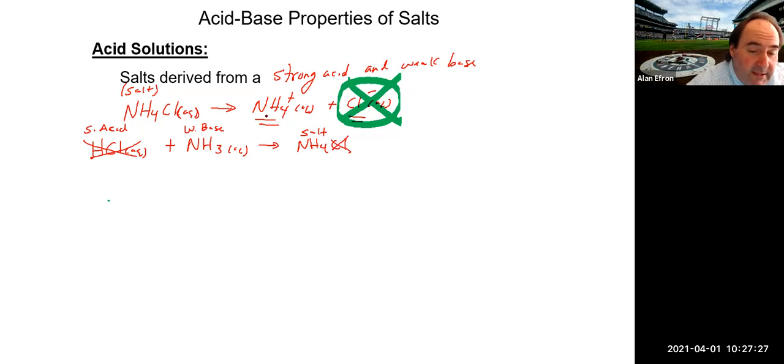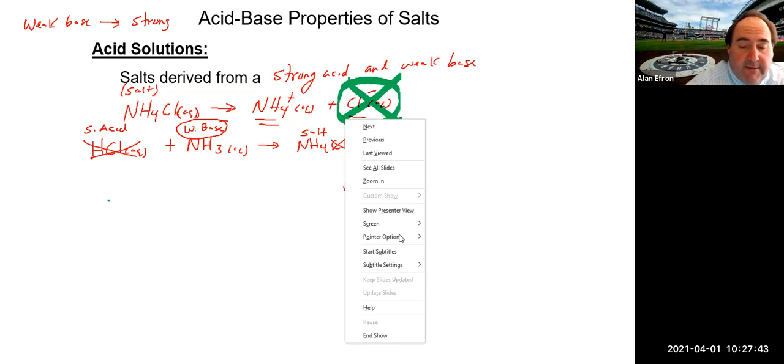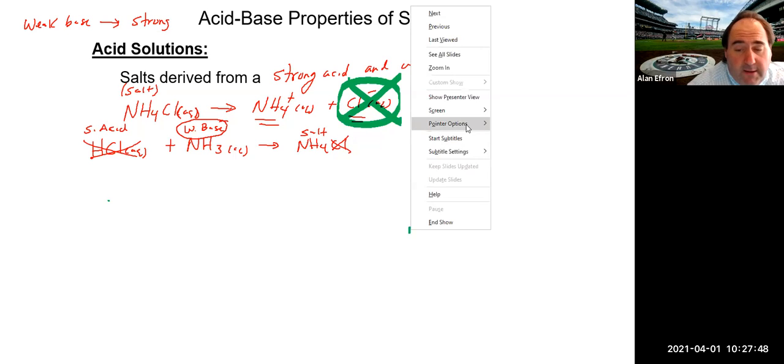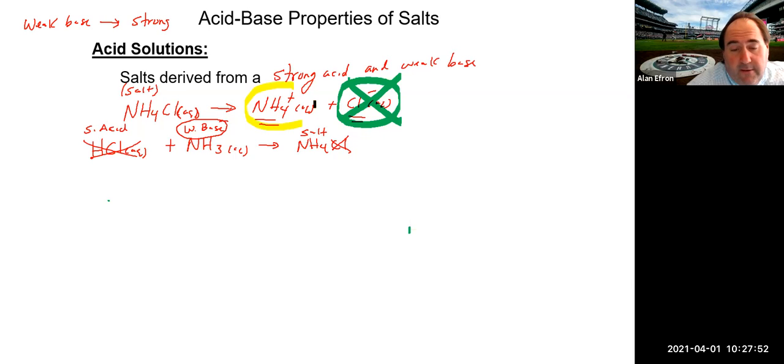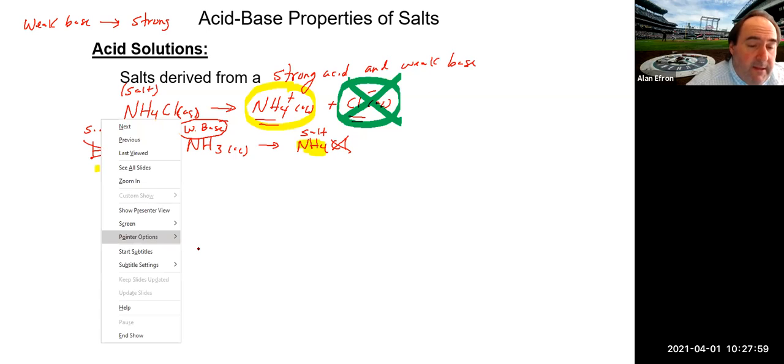That leaves us the NH4 plus. And the NH4 plus came from a weak base. And again, that relationship, as we talked about earlier, if it comes from a weak base, its partner will be relatively strong, which means in this particular case, the NH4 plus will be strong and it will go through hydrolysis. So this part here will go through hydrolysis because of where it came from.